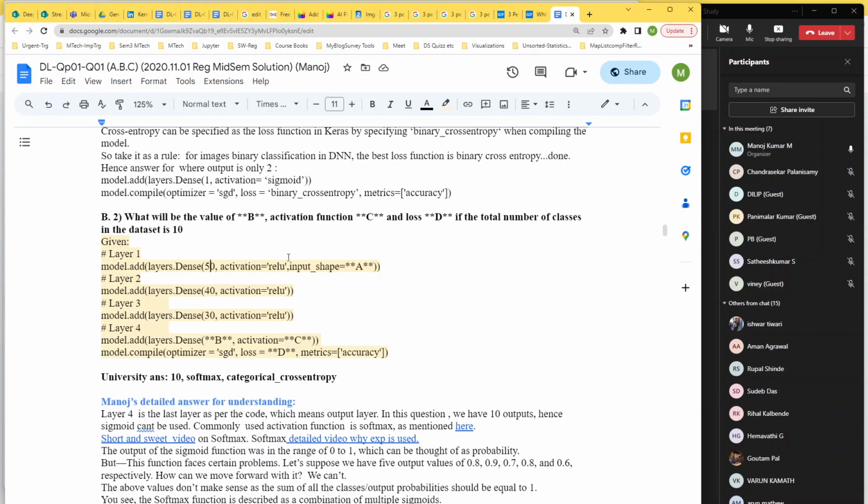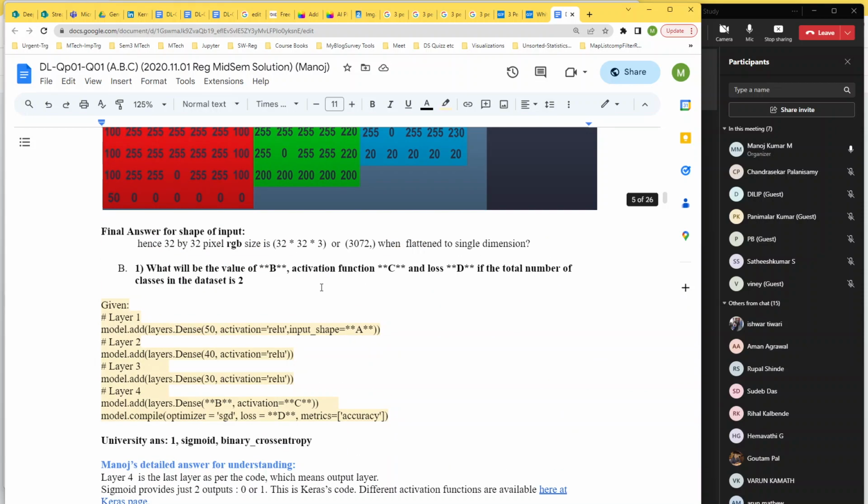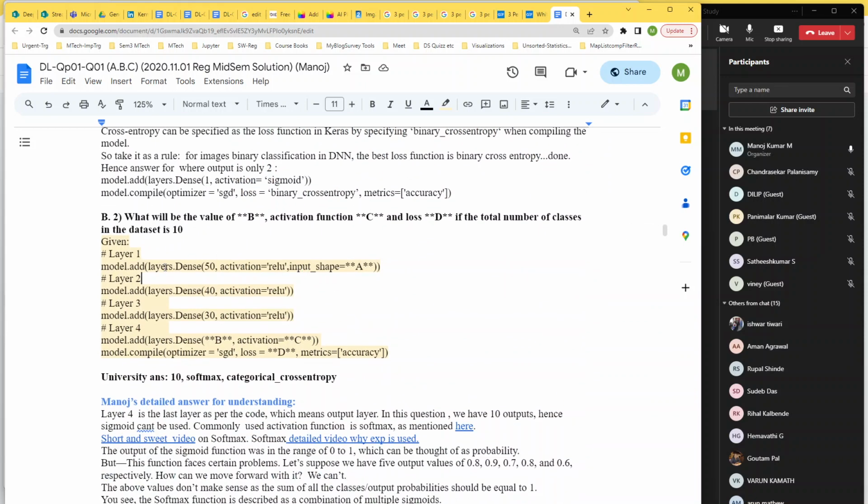Then the activation here is relu, they already gave, and the input shape is A star. This one is like fill in the blanks. We need to find this A star. That's what we already did in this one, no? The input is 3072, 32 into 32 into 3. So because it's dense, it's connected to all the 3072. It is connected to all the 50 nodes. This part is clear now.